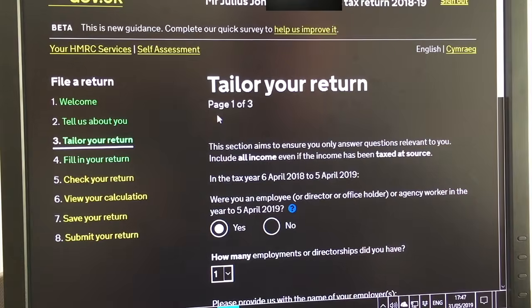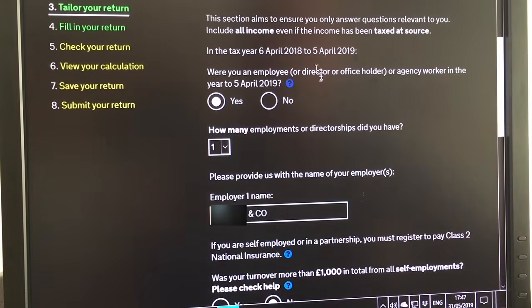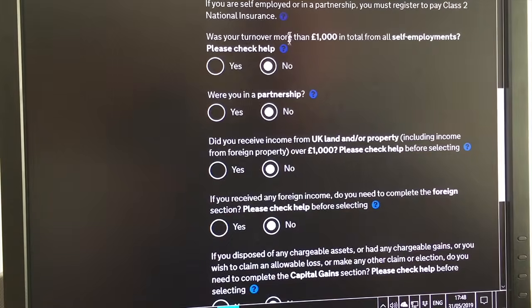Most of it's already pre-populated because it already has your details. Now this is the bit, if you're self-employed and you have other income, this is where you tailor your tax return. So you basically just go through the questions, and when you answer in a particular way, it will then either give you options later on to complete those bits. For example, are you self-employed? Are you employed? Or not if you say no. So were you an employee? I've said yes. I'm going to say no.